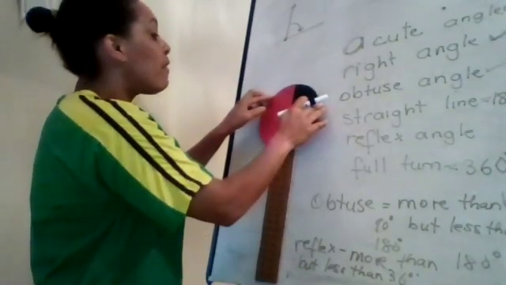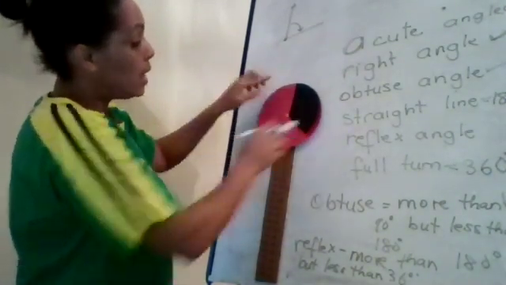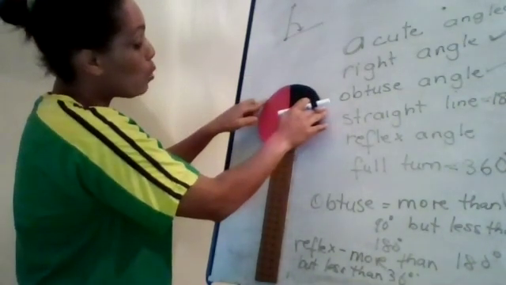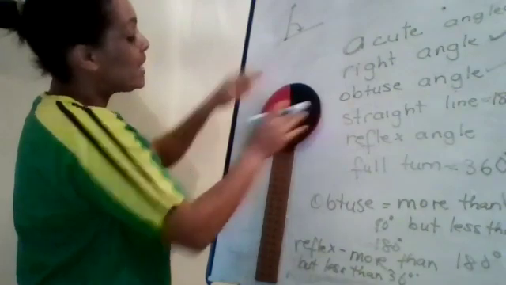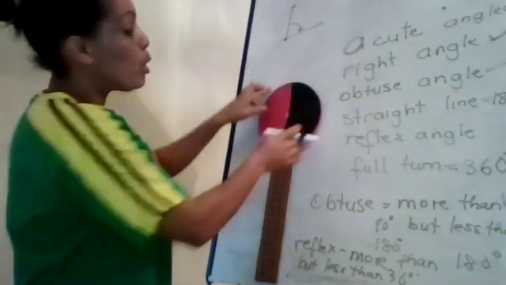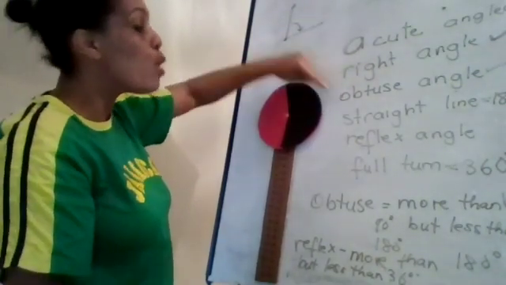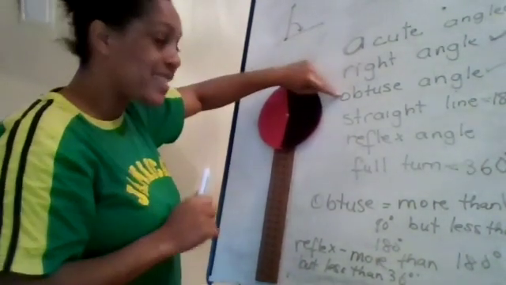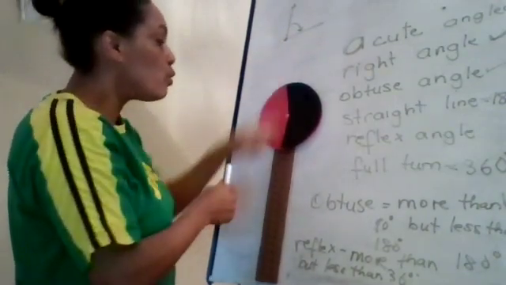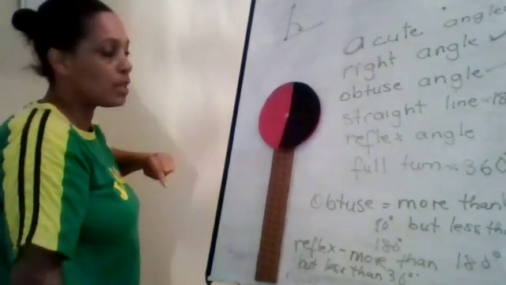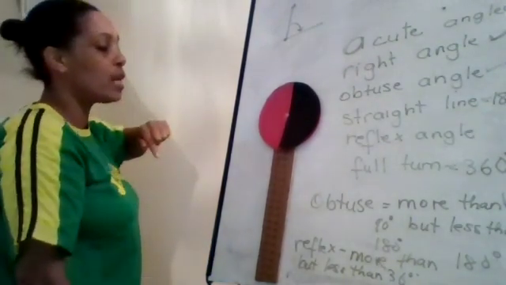Now, if it has passed the right angle, you have turned more than a quarter. Anything that is less than 180 but more than 90 is called an obtuse angle. An obtuse angle is more than 90 but less than 180. Once you reach 180 degrees, which is half of the circle, that is going to be a straight line, as you can identify the straight line there.